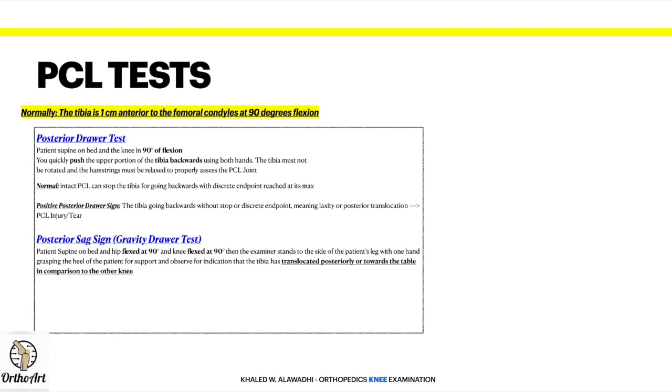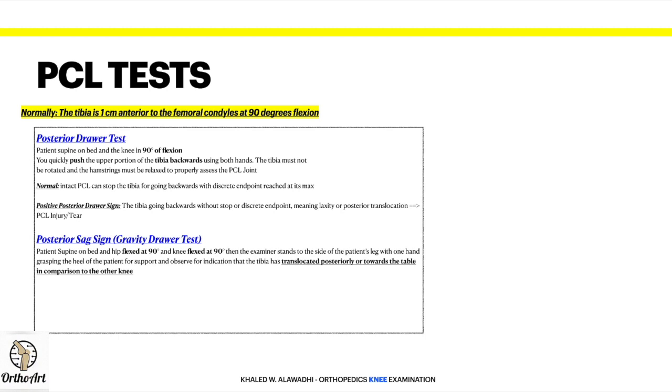Your patient is supine on the bed and the knee is in 90 degrees flexion. You push the upper portion of the tibia backwards using both hands. The tibia must not be rotated, and the hamstring must be relaxed to properly assess the posterior cruciate ligament. Normally, it will prevent going backward with a discrete endpoint. A positive sign is that it will go backwards without a stop or discrete endpoint, meaning posterior translocation. It could be a PCL injury or tear.